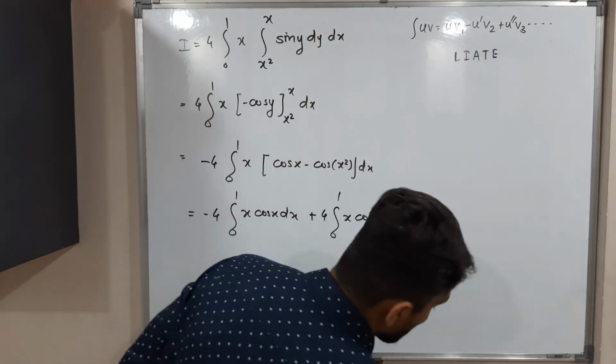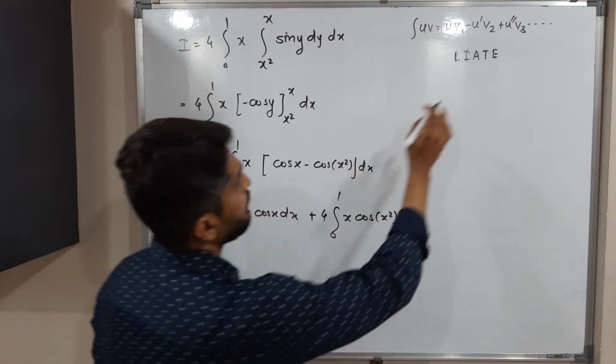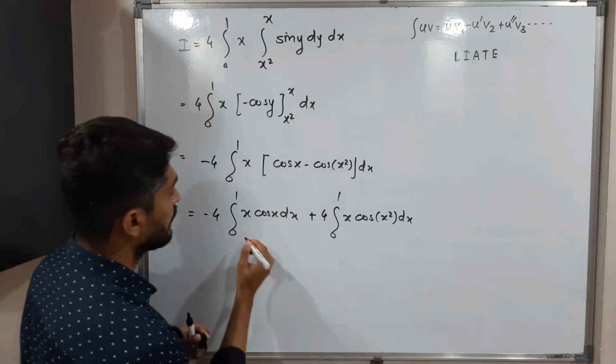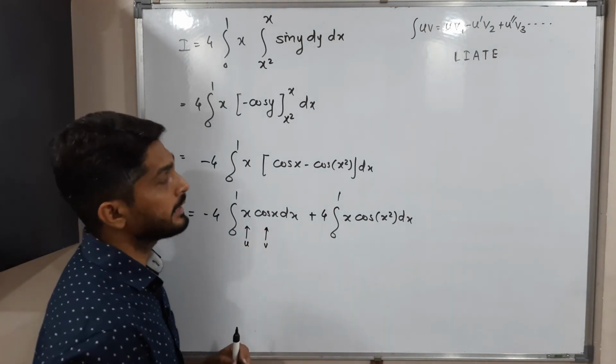So here, x is an algebraic function and cos is a trigonometric function. So A comes before T. It means this is our U and this is our V. So yes, let us apply the formula.